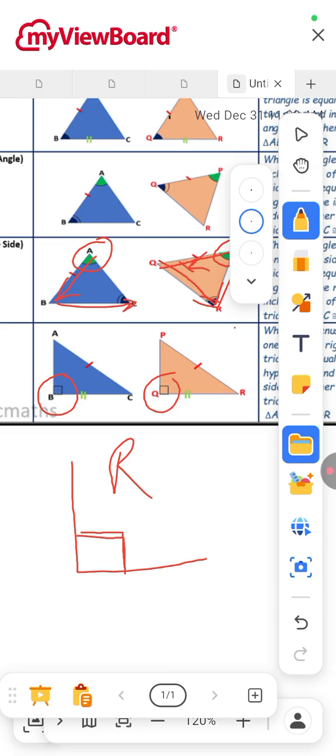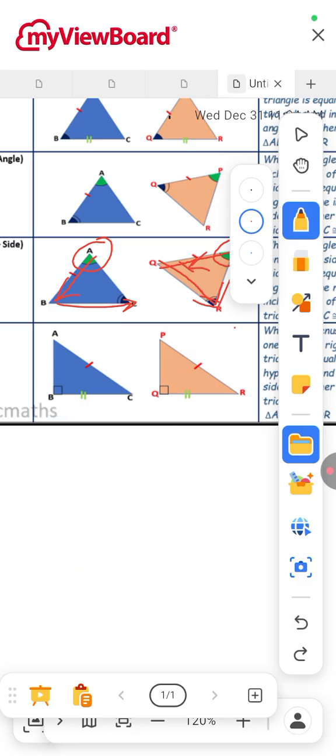Then the hypotenuse, that's AC and PR. We see that they are both stroked once, which tells us that they are equal. Assuming this one was stroked once and this one was stroked twice, that would mean AC is not equal to PR, and the two triangles would no longer be congruent, because there's no way the hypotenuse can be established to be equal. But in this case, both are stroked just once, which means they are equal. So we have H to be equal as well.